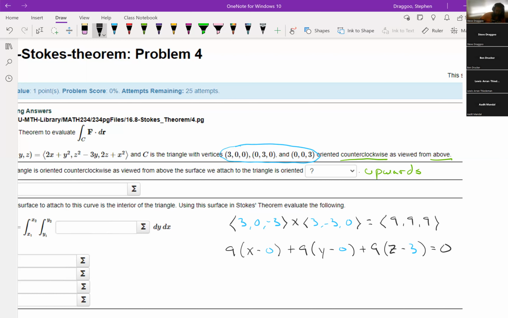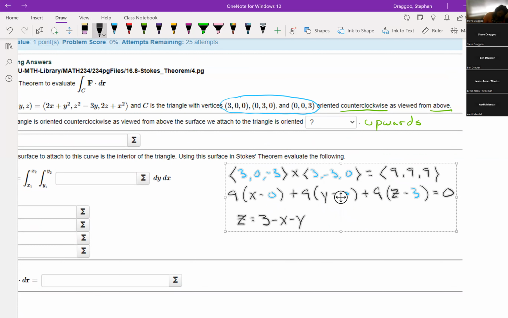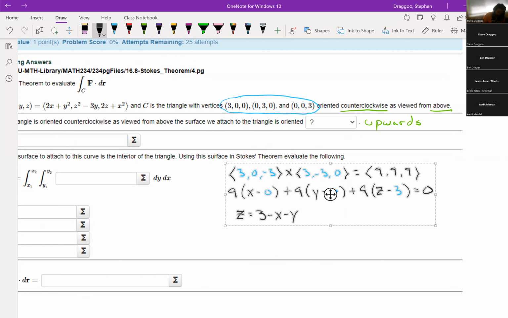So I plug everything in up here. I want to solve this equation for z. Divide everything by 9. Those can all go away. And z is equal to 3 minus x minus y. Oh yeah, cool. So we got the equation of our plane. Now we need our normal vector. I'm going to put it in green because I've said that I wanted my positively oriented normal vector.